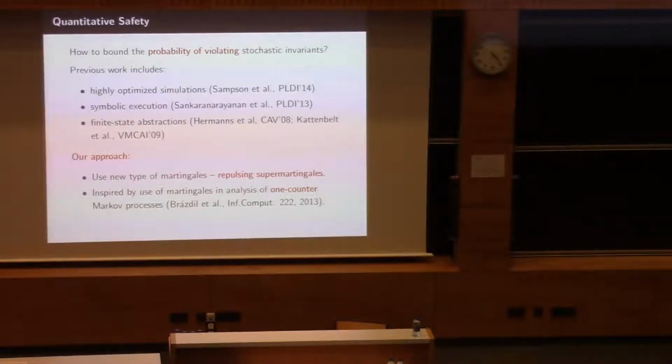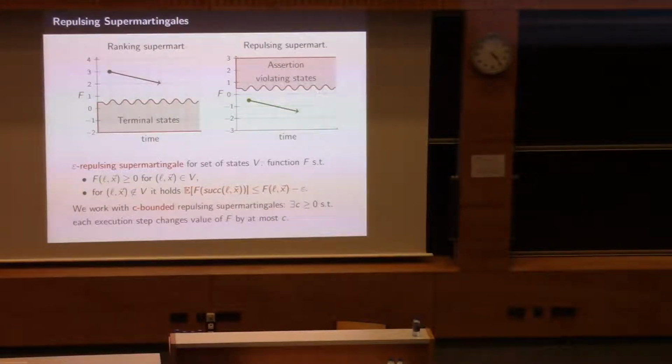These one-counter Markov processes, you can think of them as a sort of generalized one-dimensional discrete random walk. And what we did is that we lifted the underlying theory in order to apply it to these more general probabilistic programs with possibly continuous variables. So again, the idea is quite simple on the intuitive level. Repulsing supermartingales are dual to ranking ones. In the ranking supermartingales, we seek a function which decreases on average towards the set of desired states that we want to reach. While in repulsing supermartingales, we seek a function which is non-negative inside of this set of bad states that we want to avoid.